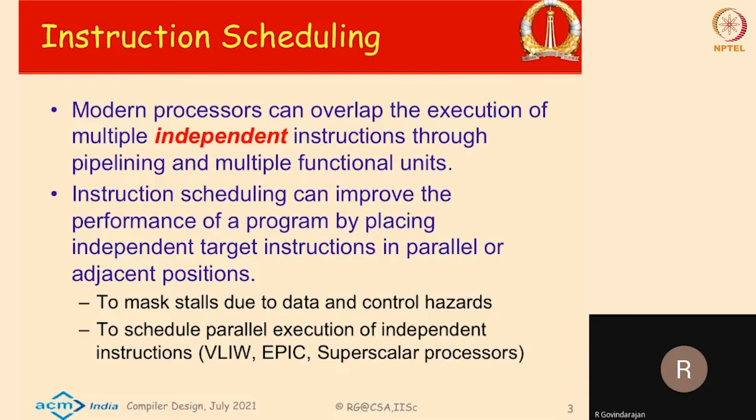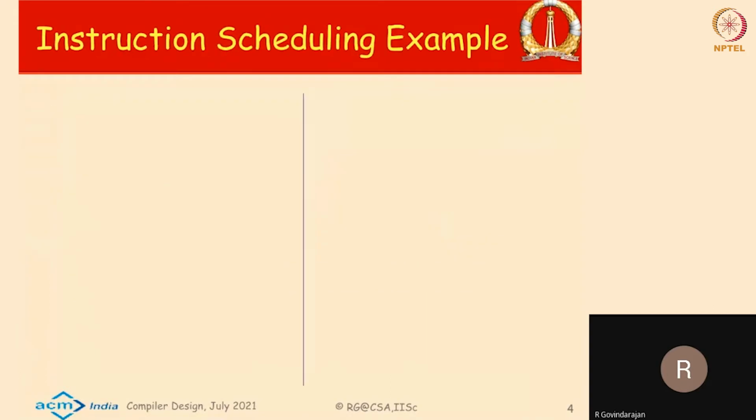This is for superscalar processors which can do a lot of runtime reordering of instructions, but it is even more useful for machines like VLIW machines or EPIC, where the compiler has to do the real heavy lifting. The compiler has to expose this parallelism and then pack these independent instructions in terms of long word instructions. So this is where instruction scheduling is useful.